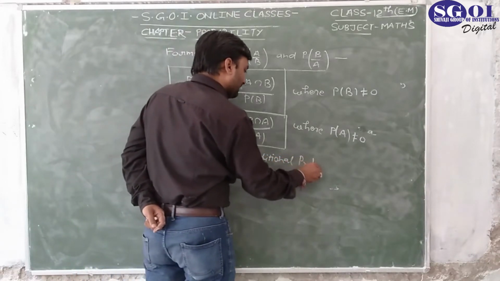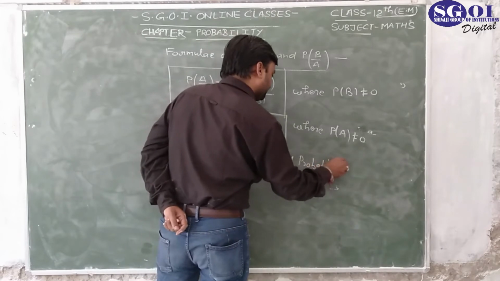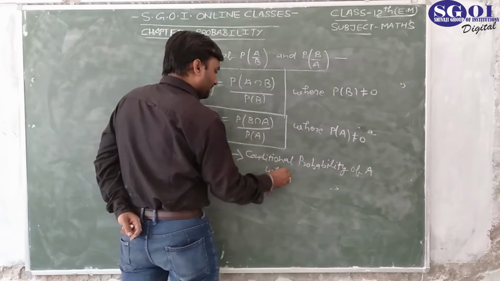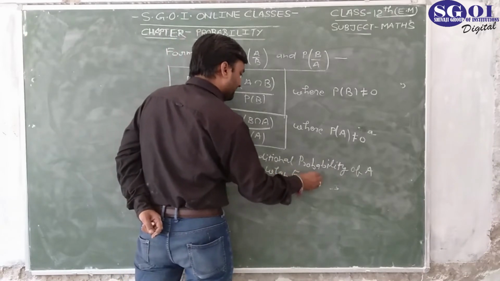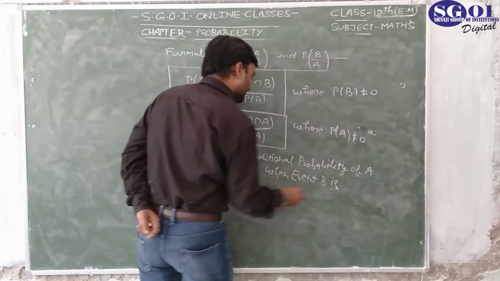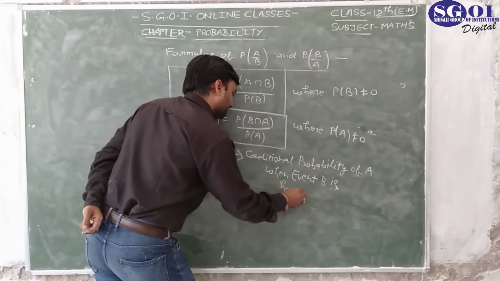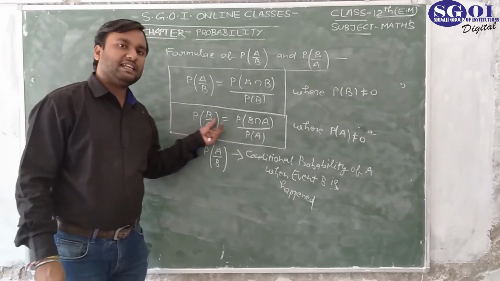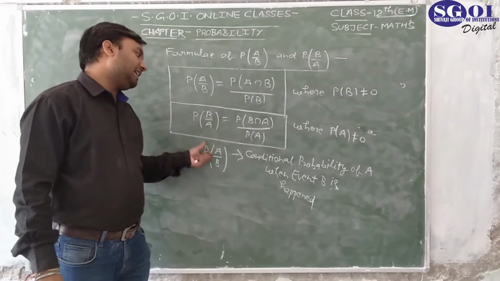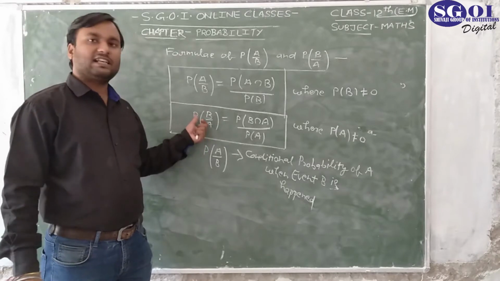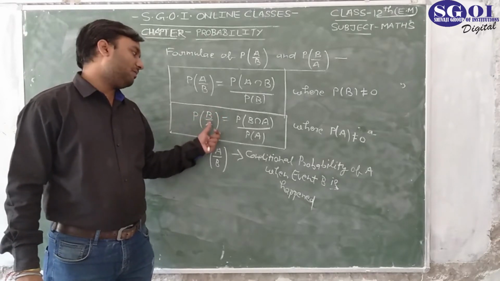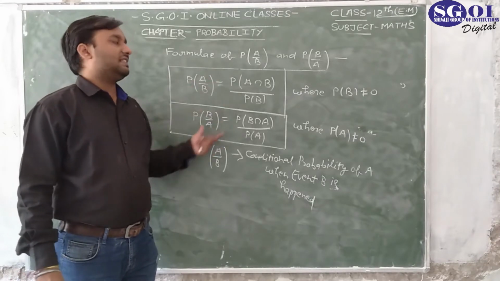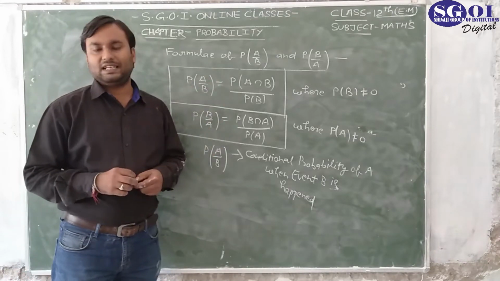Conditional probability of A when event B has happened. And similarly, what is the meaning of probability B by A? The meaning of probability B by A is the conditional probability of B when event A has already happened. So this is the concept of conditional probability.